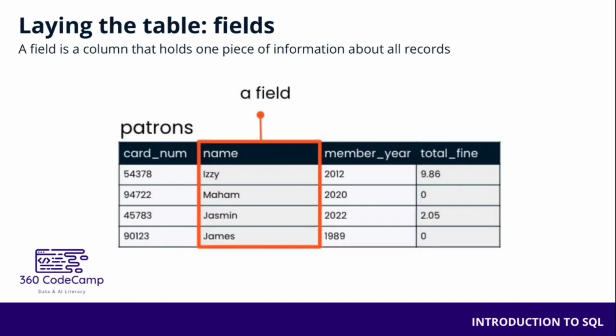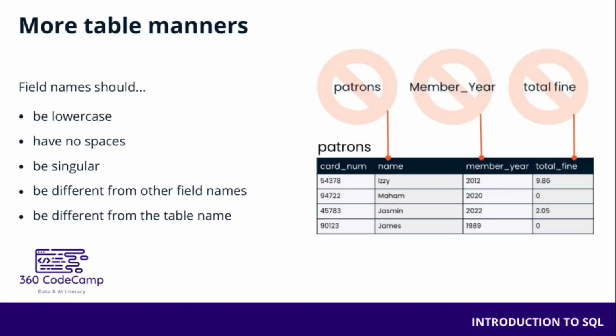Now, fields are the columns, and they hold one piece of information about all the entries in the table. So in the patrons table, the name field lists all the names of our library patrons. When it comes to naming fields, think simple and singular. Fields should be lowercase, with no spaces. For instance, card_num instead of card_nums, or name instead of names. Also, make sure no two fields share the same name, and avoid naming a field after the table it's in, to keep everything clear when you are querying the database.